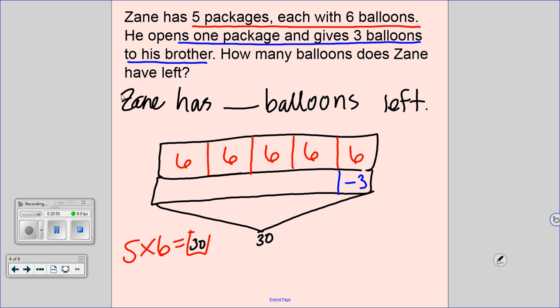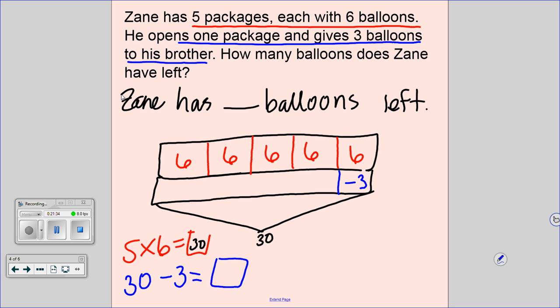So wait, how do I figure out this minus 3? What kind of equation do I write for that? If it's written in black, it's pencil. If it's written in color, it's color. What kind of equation do I write for my minus 3? How do I get that? Caleb? Perfect. I'm going to say 30, because that's my total number of balloons. And then I'm going to subtract 3 to figure out how much he has left after giving away 3 to his brother.